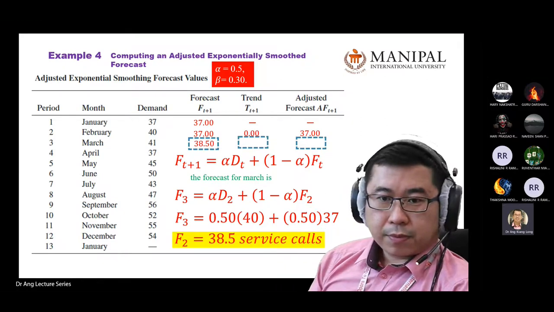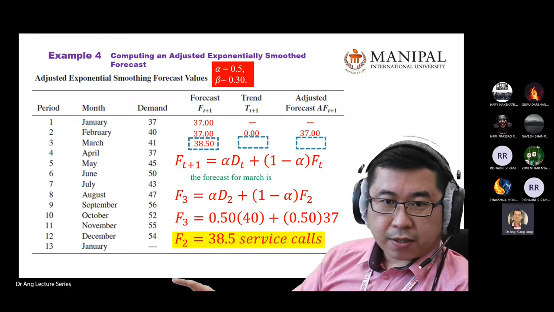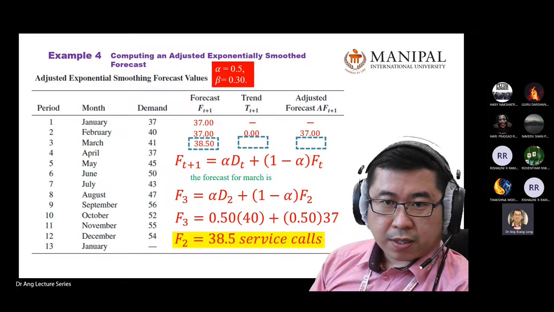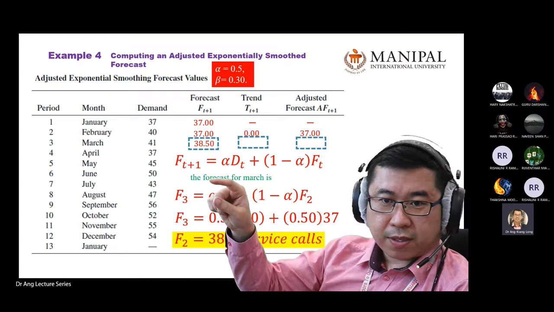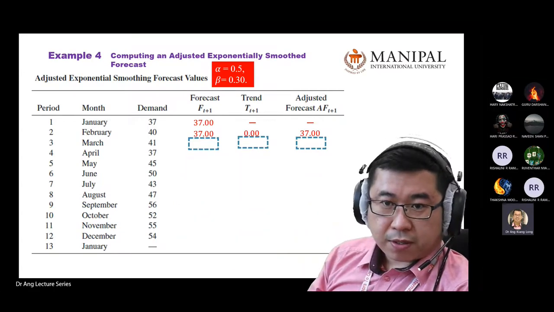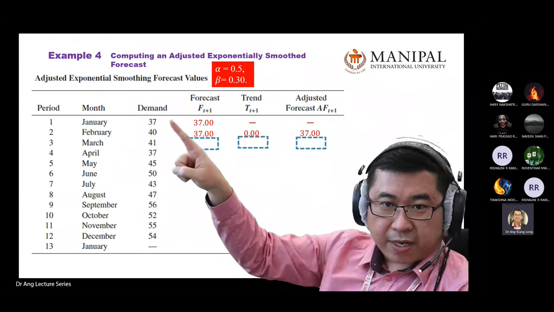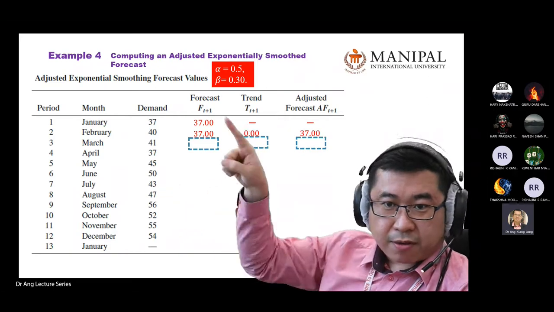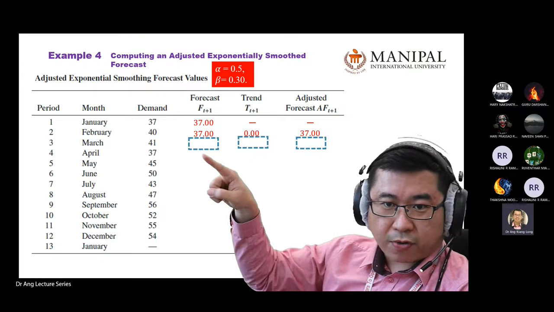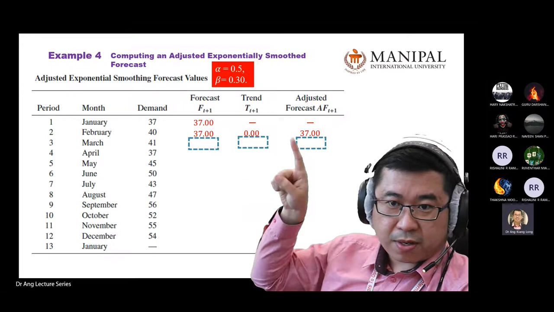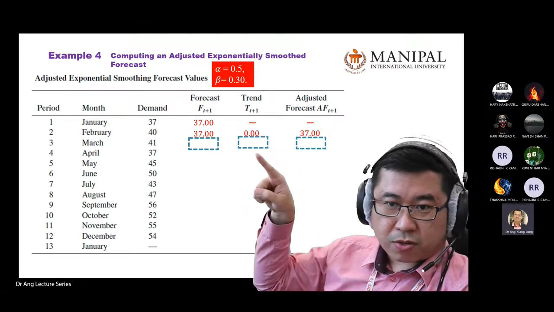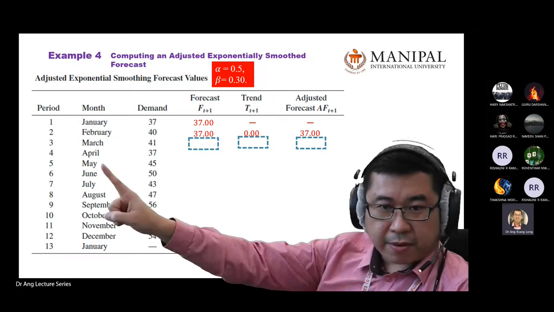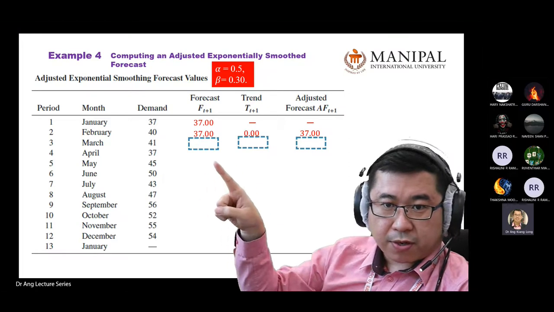F(t+1) equals... Are you doing F3? You're doing month of May, right? Month of May is what forecast? Forecast 6. Hello, are you good in numbers or not? This is demand number 1, demand number 2, demand number 3, demand number 4, demand number 5, demand number 6, demand number 7. Forecast 1, forecast 2, forecast 3, forecast 4, forecast 5, forecast 6, forecast 7. Do I need to continue? Trend 1, trend 2, trend 3, trend 4, trend 5, AF1, AF2, AF3. You are doing month number 5. What is your forecast? Forecast number what?